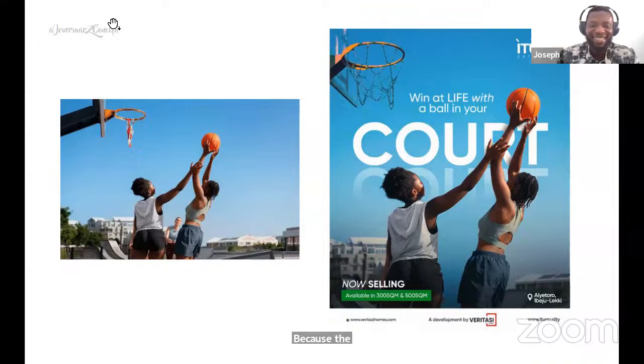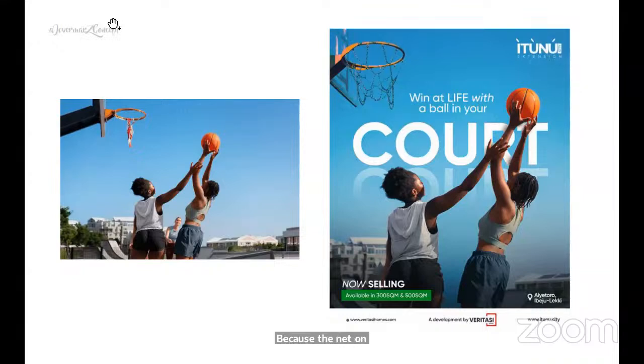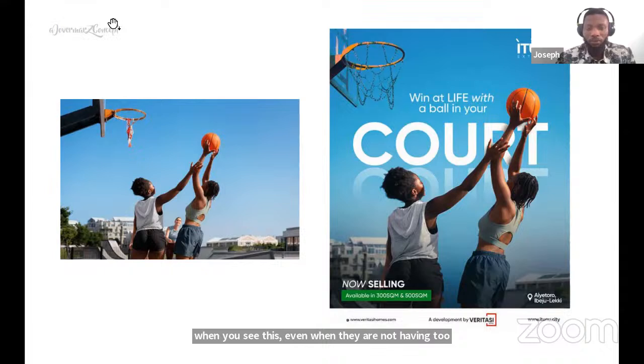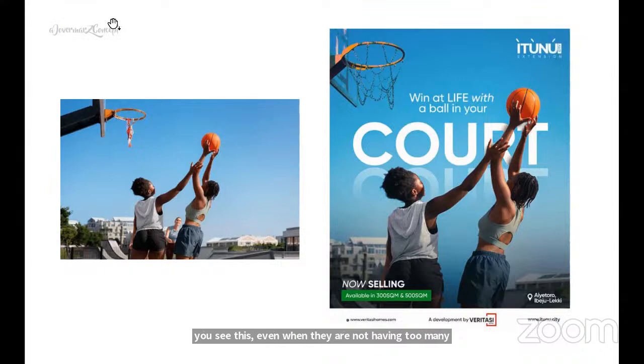It shows this is a very brilliant work, and just looking at this alone shows that they are trying to sell, because most of the estates talk about selling court and whatever. So when you see this, even when they are not having too many images of houses that are selling, the image itself and the flyer talk about how that is selling.